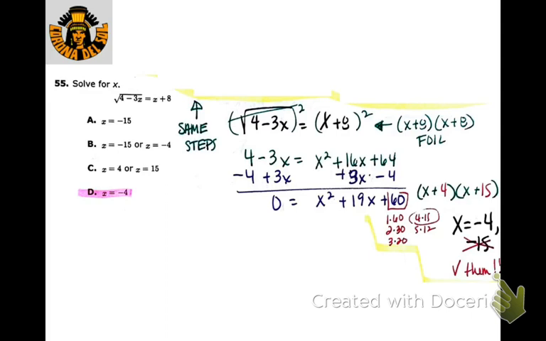Okay, same steps. You square both sides. Get rid of the radical. On this side, make sure you write it out so you get all your terms. Then move everything to the right side, set it equal to 0. Look for two numbers that multiply to be 60 and add up to be 19. That would be 15 and 4. And then again, only one of them works and one of them does not work. So see me if you're not sure how to plug in numbers, please.